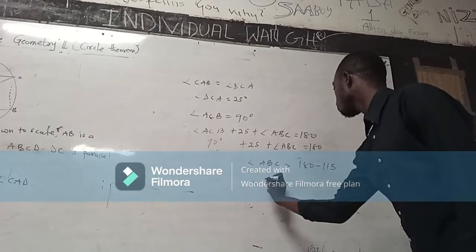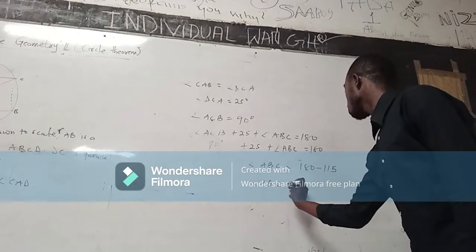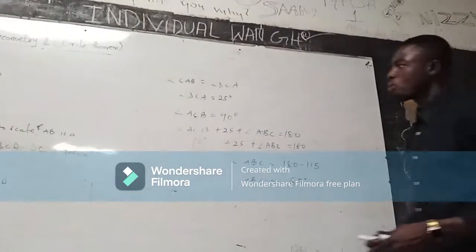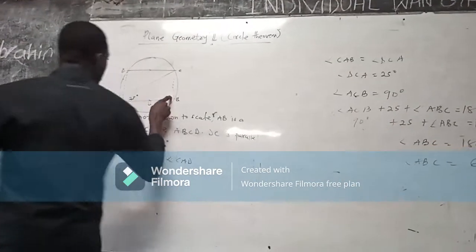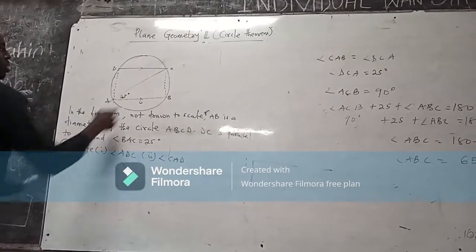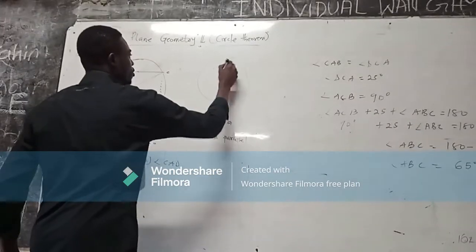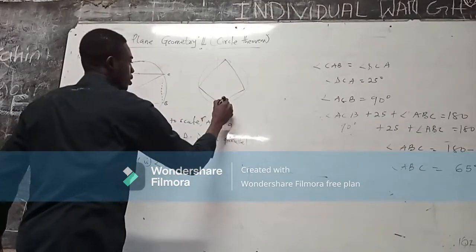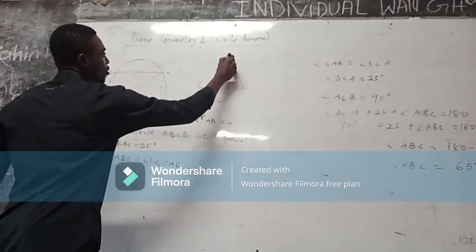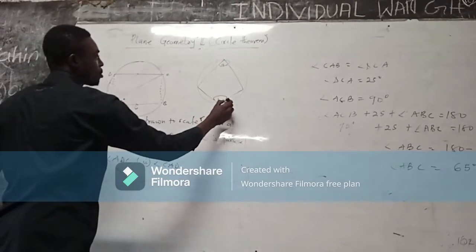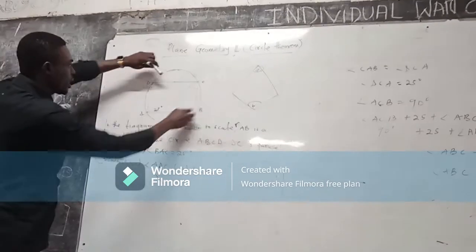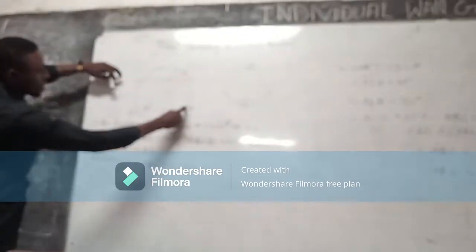You are going to get 65. So you will get 65 degrees. Once this one is 65, you have already learned that if you have this, the angle that is formed here plus the angle that is formed here should sum up to what? 180.